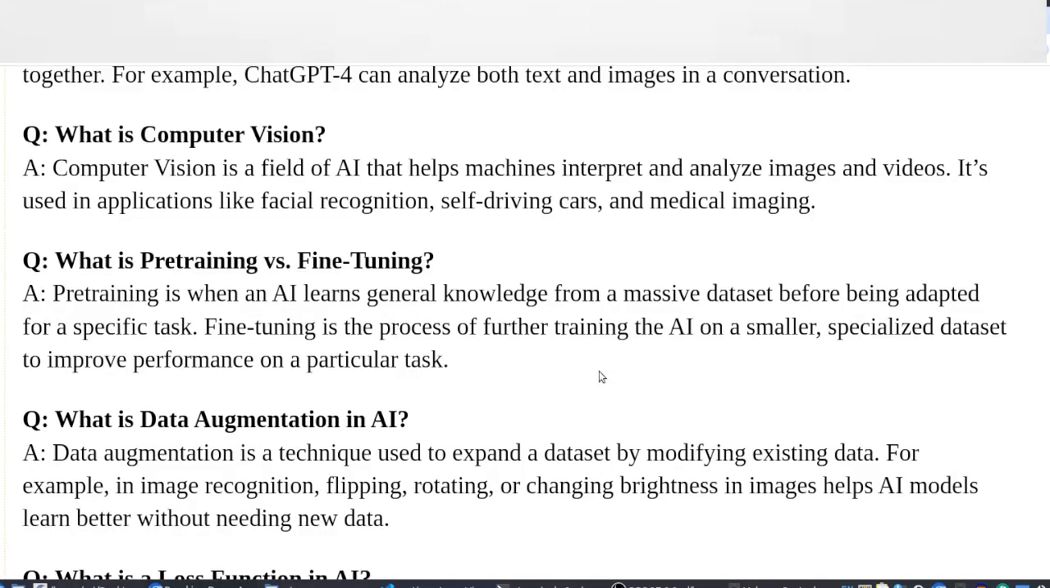Okay, then what is pre-training versus fine-tuning? Pre-training is when an AI learns general knowledge from a massive dataset before being adapted for a specific task. Fine-tuning is the process of further training the AI on a smaller, specialized dataset to improve performance on a particular task. For example, if an image recognition model is there, we can fine-tune it for specifically identifying medical images. Okay, so it's a good way of balancing both things.